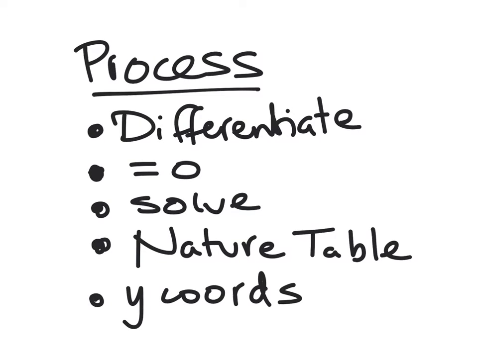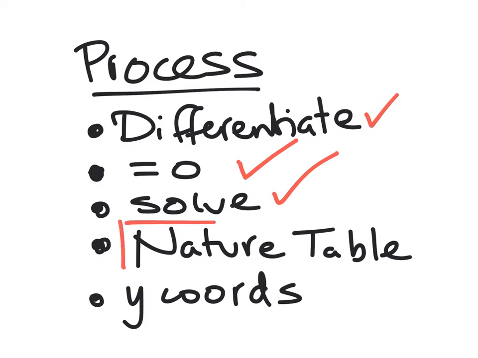To find them, the process basically involves 5 steps. So the first step is to differentiate. That means you're finding the gradient formula. Second step is where you then say, well, hang on, when does it equal 0? When does it actually go flat? So you put that formula equal to 0. If you solve the wee equation that you've just made, that's going to tell you the x coordinate.